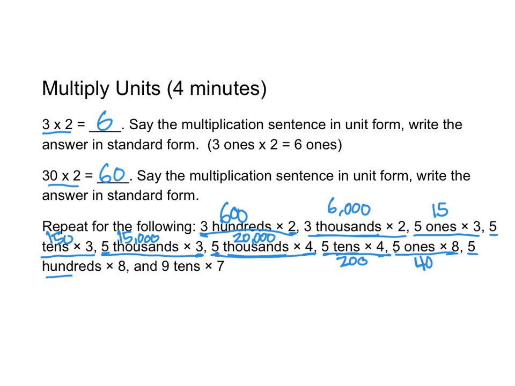5 hundreds times 8 would be 40 hundreds, which would be 4,000. And 9 tens times 7, 9 times 7 is 63 tens, is 630. Good work, and you have completed Fluency for Module 3, Lesson 5.